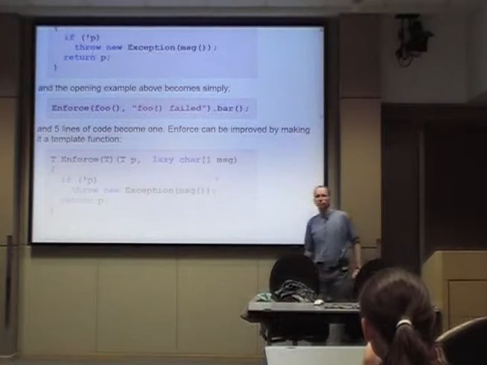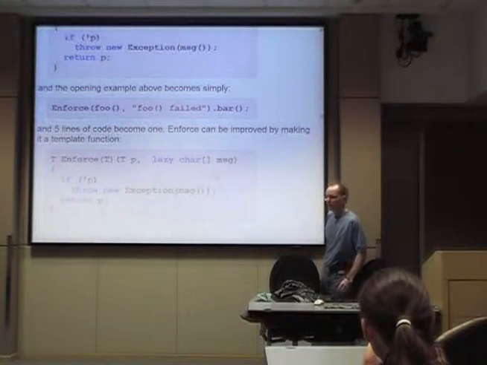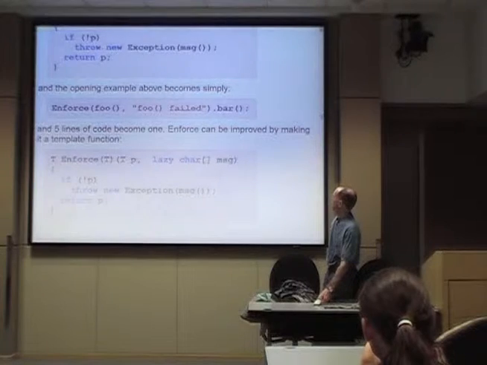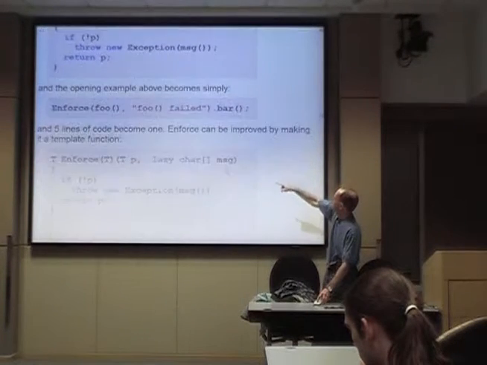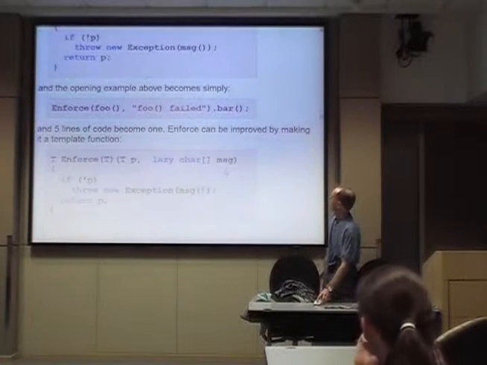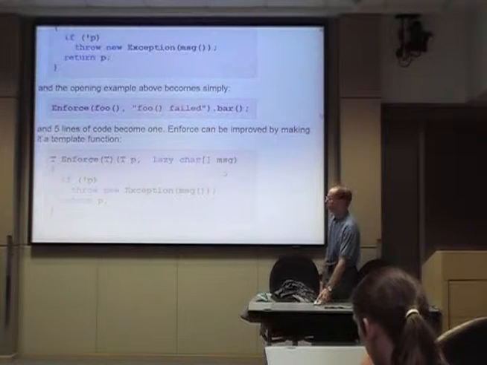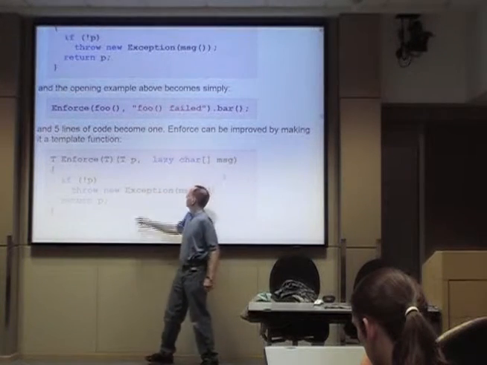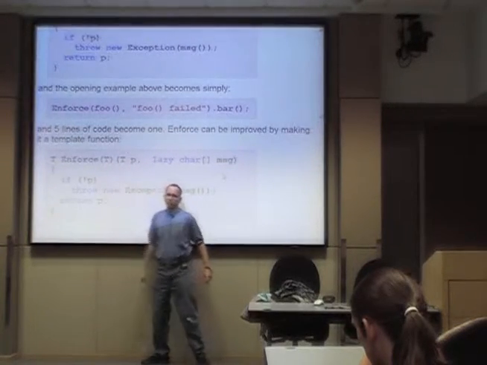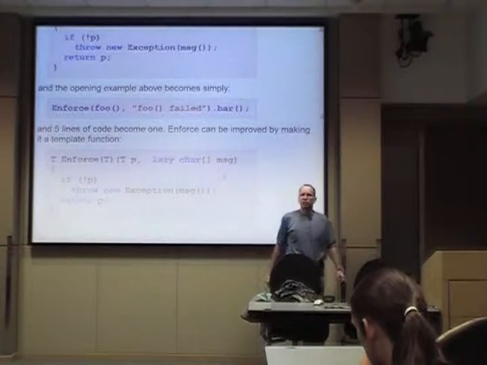And we can even make it a template function so it works with any type. This version up here is specific to ABC. This version down here is generic for any type T. This is how you write a template function. In D, you just put parens for your types in front of the argument list.